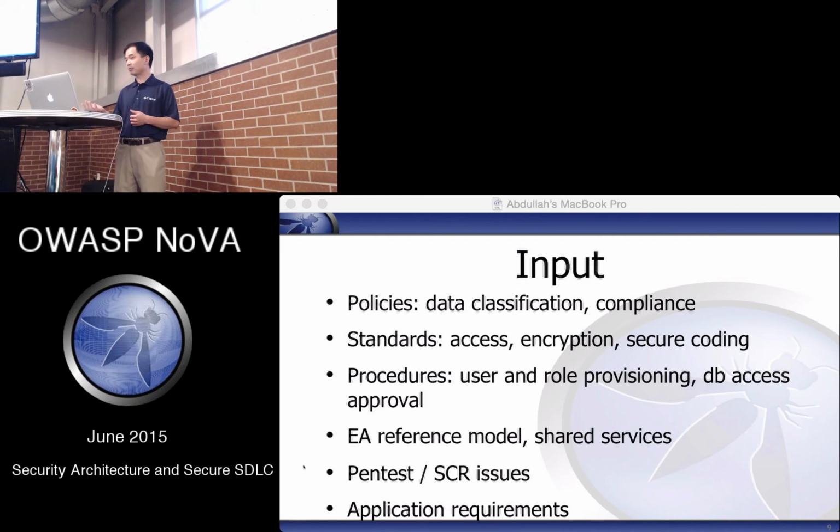And then the application requirements certainly have some influence on the security architecture. This is not a comprehensive list, but I just want to give you a broader picture. When you come in as a security architect into a development team, these are all the things you have to keep in mind. If you're missing any of this, it's hard to do it right.